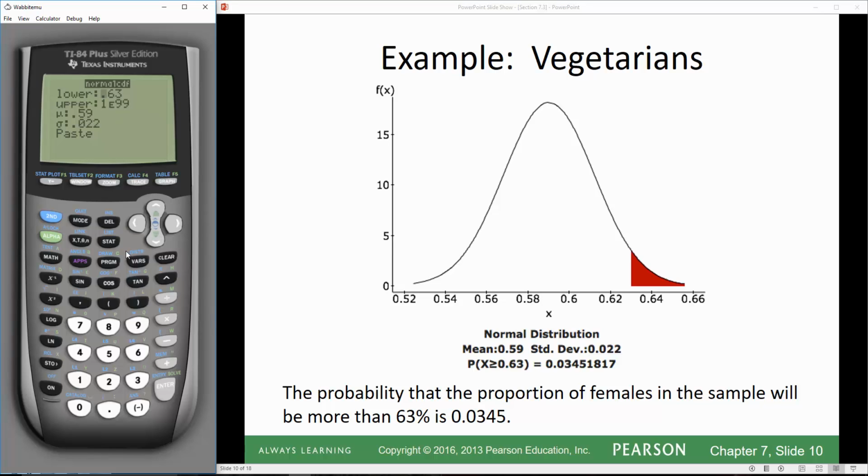And remember how to get the E. You hit second and then this button here, the comma, this EE. That gives you that correct E that you need for scientific notation. My mean is 0.59, my standard deviation is 0.022. And if I go down and hit paste, it'll type it in correctly, and hit enter, and our p-value matches. So that's the area under the curve, which is the probability, that will have something bigger than 63%.